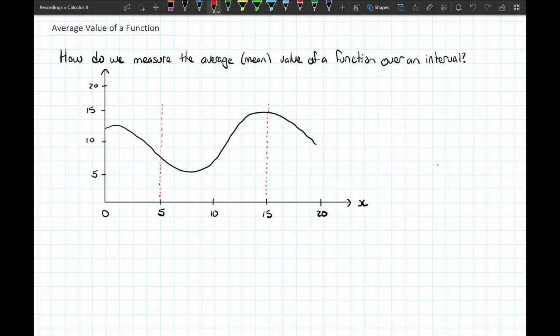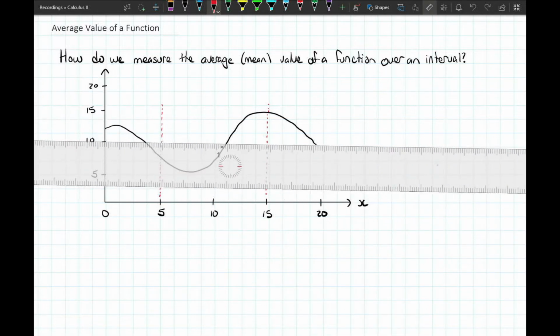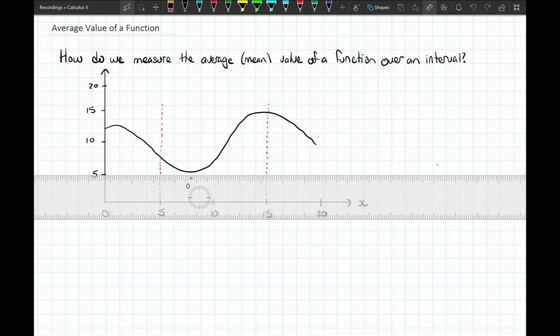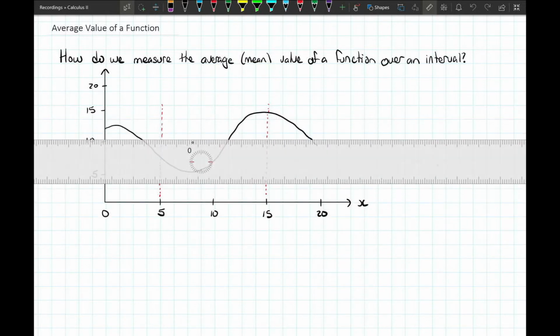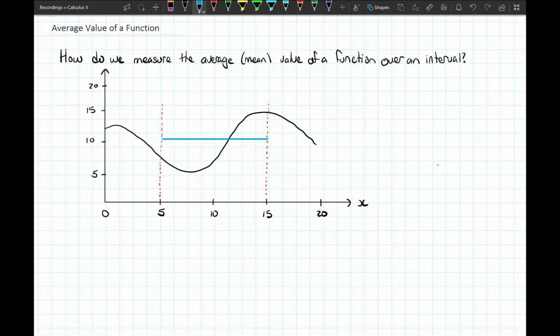But we want to find an average, so it's going to be somewhere between maximum and minimum. We could represent that as being maybe a horizontal line here somewhere. Definitely not going to be as low as 5 or as high as 15. It's going to be somewhere here in the middle, let's say somewhere around there. Okay, well, how do we find this line?